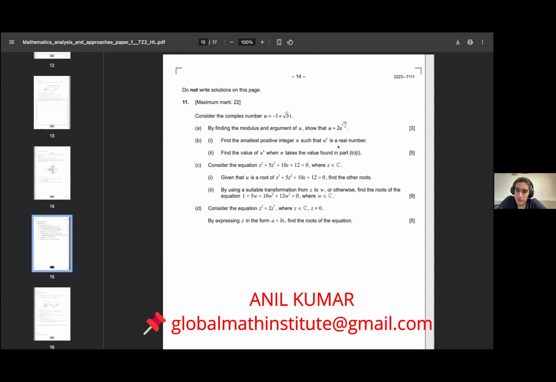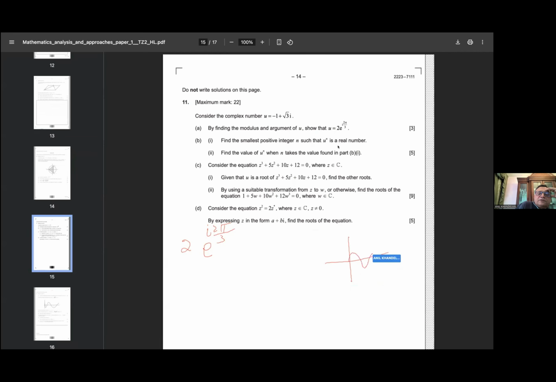Part B is: find the smallest positive integer n such that u to the power of n is a real number. So when you say it is 2 e to the power of i 2 pi by 3, being real means that the sine theta part is 0, right? So when is sine theta 0? Sine theta is 0 at 0, pi, 2 pi, correct? So it is 2 pi by 3.